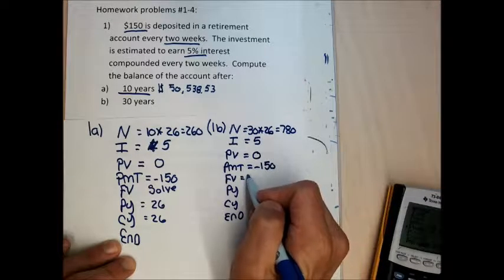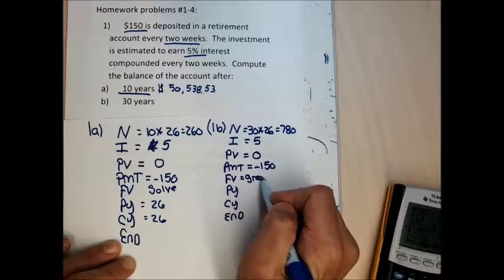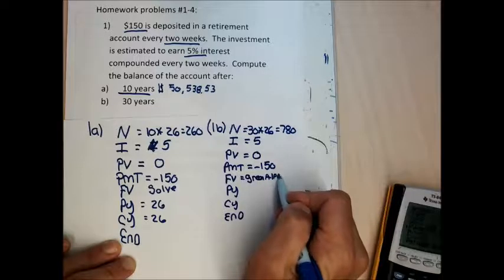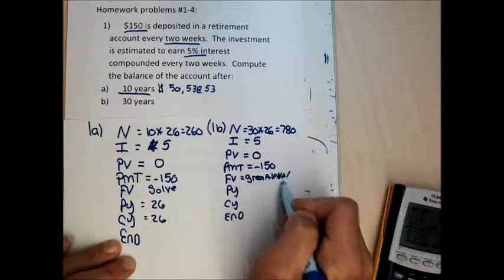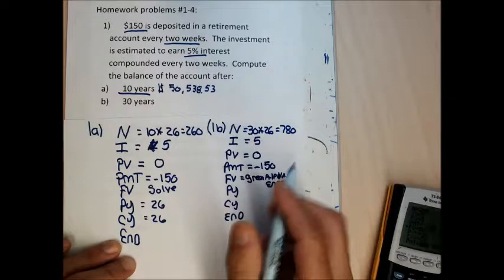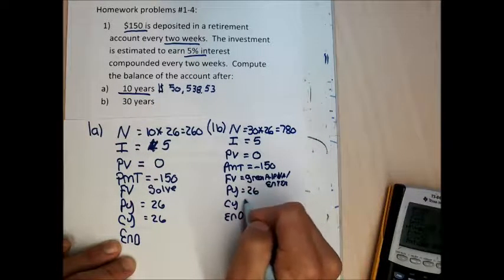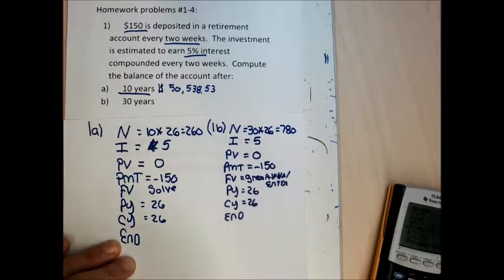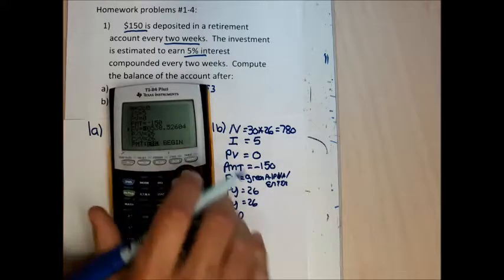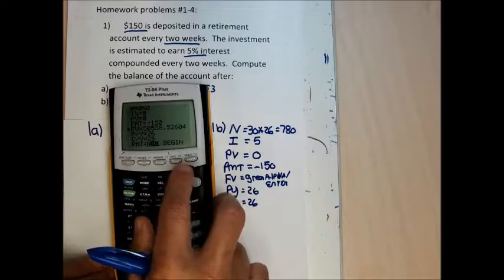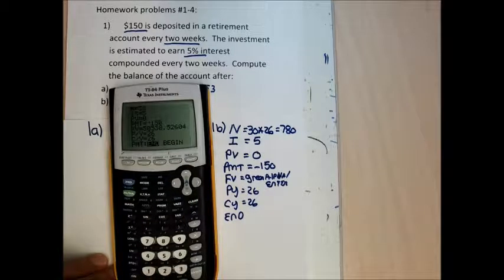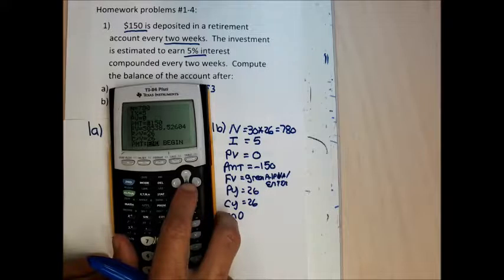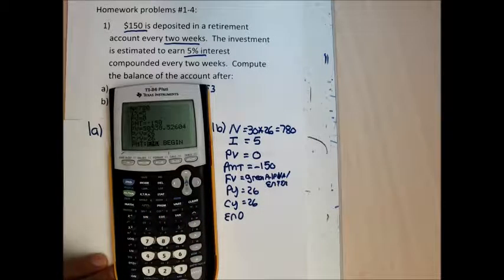I'm still going to hit the green alpha and enter to figure out the PV. Still making deposits every 2 weeks, so the PY and the CY are 26, and we're always leaving our calculator on END. So I'm simply going to arrow up to the N, type 30 times 26, because everything else that I had to write in was there, and I'm going to arrow down to the FV, hit my green alpha and enter.